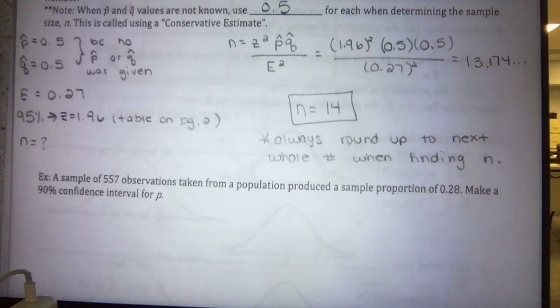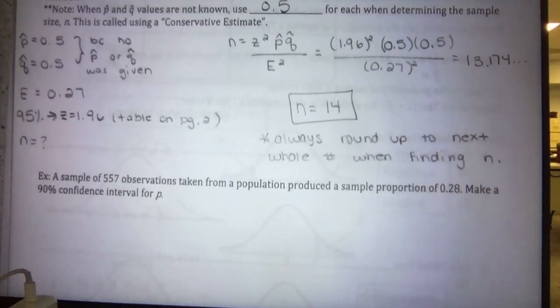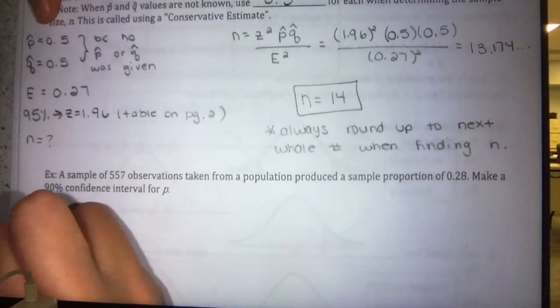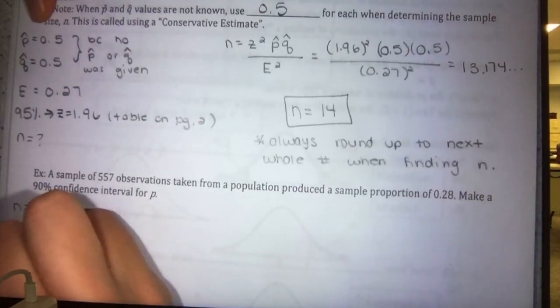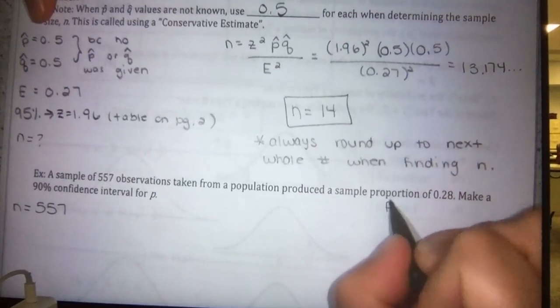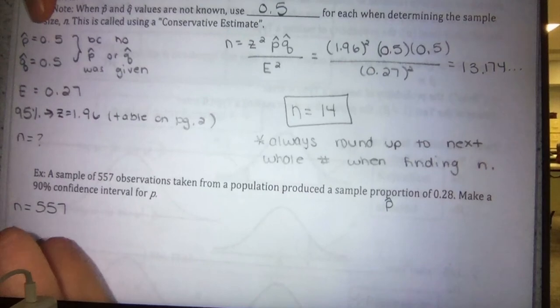So next example, I'm going to leave this right here. A sample of 557 observations taken from a population produced a sample proportion of 0.28. Make a 90% confidence interval for P. So let's put it all together and find a confidence interval. It tells us a sample of 557, so our n value, our sample size, is 557. Our sample proportion, which is P hat, is 0.28.